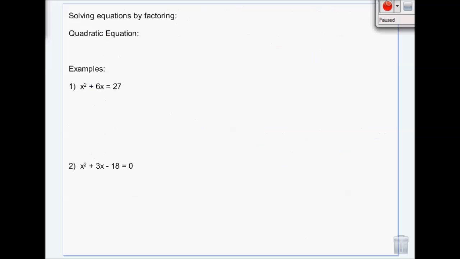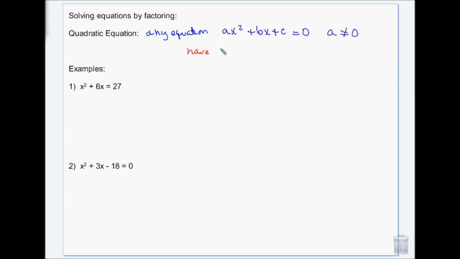So a quadratic equation is any equation of the form ax squared plus bx plus c equals 0, and a is not 0. So you have to have some sort of an x squared in order to be considered quadratic. If it doesn't have an x squared in it, it's not quadratic. It's just a regular linear equation. Now quadratics are not straight lines.